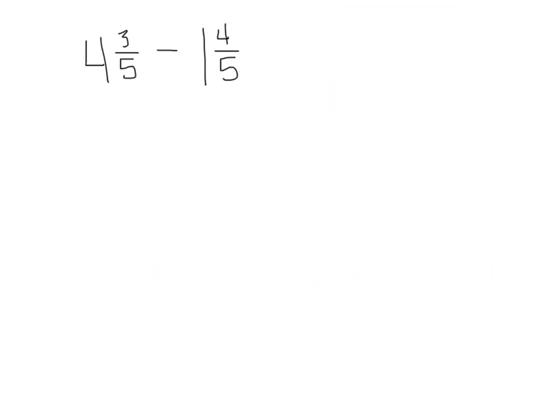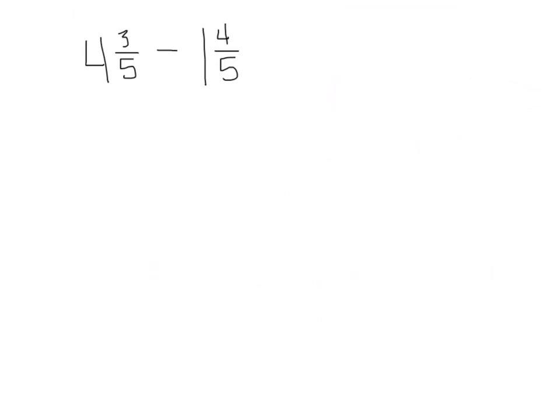So I want you to try to do this one on paper. So you're going to have to do some trading. The 4, you're going to have to trade out one of those wholes to subtract 1 4/5. So pause the video, try it on paper, and then unpause and I'll show you how to solve it.